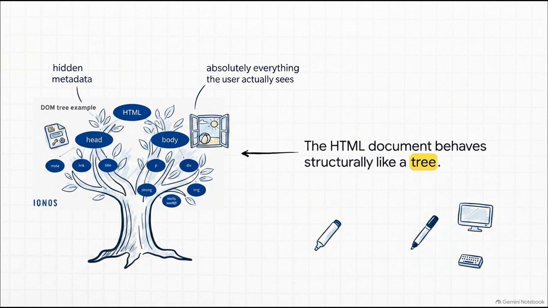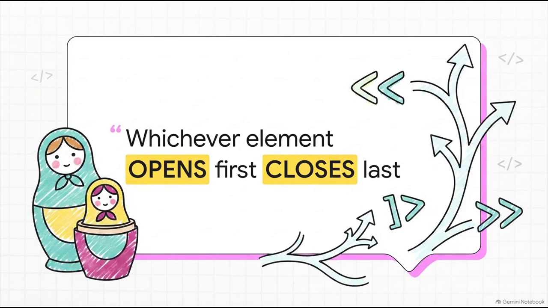At the very root, you have the HTML tag. That main trunk branches off into a head section for hidden metadata and a body section which holds absolutely everything the user actually sees. Since we're building this tree structure, we naturally end up putting tags inside of other tags.